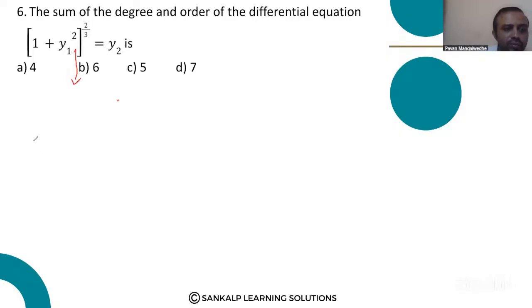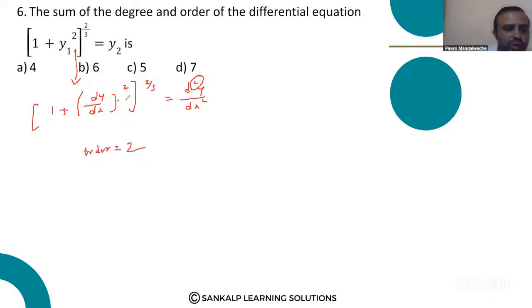Then translate it. 1 plus y1 squared, in the sense, can be written as 1 plus (dy by dx) the whole squared, the whole raised to 2 by 3. And y2 means what? It is the second order derivative, so that is d square y by dx square. So here it clearly shows that the order is 2. So order is equal to 2.